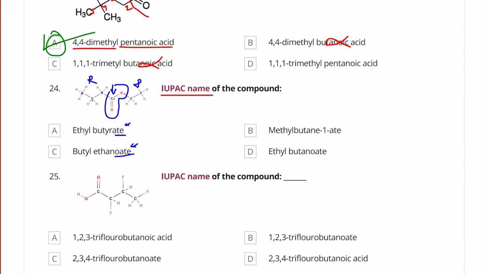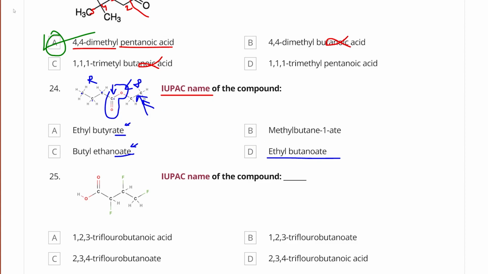This is for esters. So no matter how many carbon atoms are found in the carbon backbone attached to the oxygen of the ester, it's not the parent chain. The parent chain is always the carbon group attached to the carbonyl carbon. And there are 4 carbons, butanoate. So it is an ethyl butanoate, because it is named as an alkyl group.